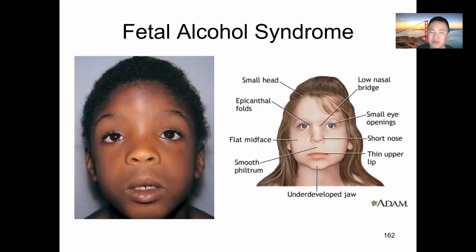And you can see here some of the signs of fetal alcohol syndrome. You can see here that the eyes are farther apart. We have here a smaller cranium. We've got a low nasal bridge, small eye openings, a shorter nose, flat mid-face, thin upper lip, and underdeveloped jaw. These are some of the signs of fetal alcohol syndrome.